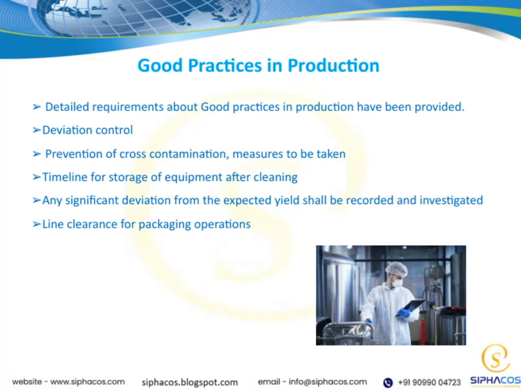Let's take a closer look at some key aspects of good practices in production. First, we've outlined detailed requirements that ensure our processes are consistent and reliable. One crucial area is deviation control. It's essential to document and investigate any deviations from our standard procedures to prevent recurring issues.